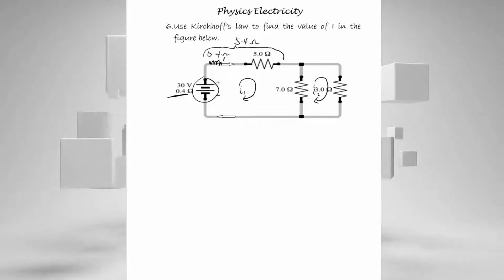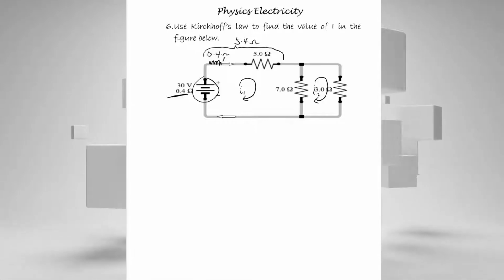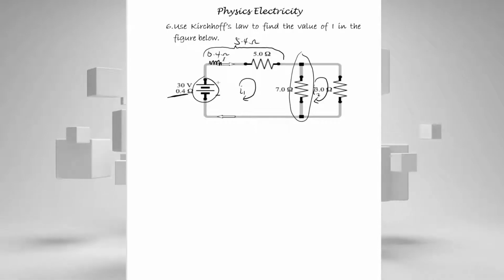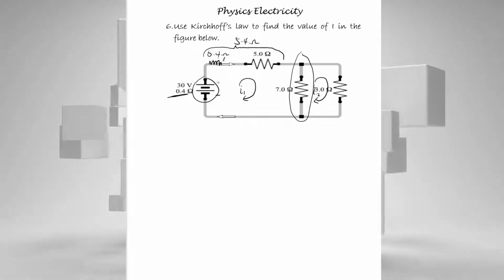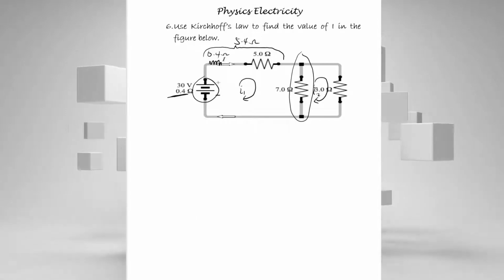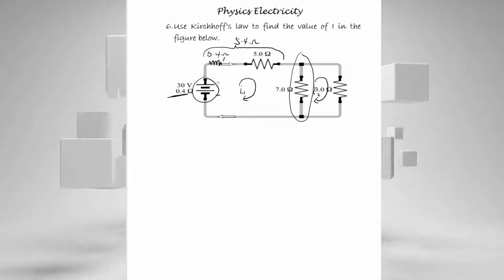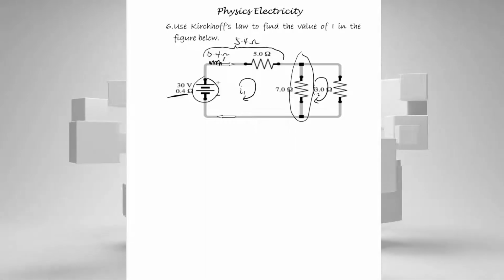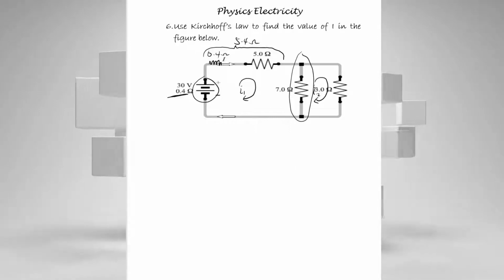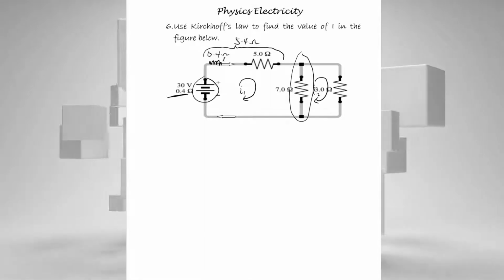We have an arm there, which corresponds both to the I1 loop and the I2 loop. That arm there, the 7 ohm resistor, corresponds to both loops. You can see that it is a kind of midpoint between the two. The I1 loop affects it, and also the I2 loop affects it. That will come into play in writing our first equation.